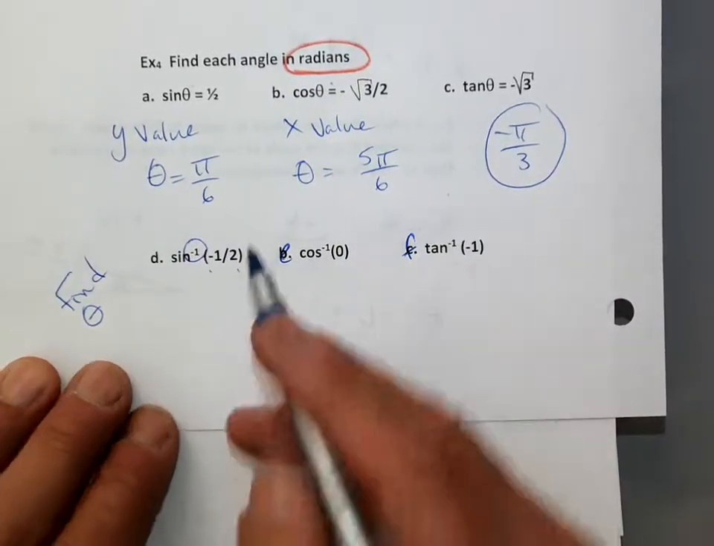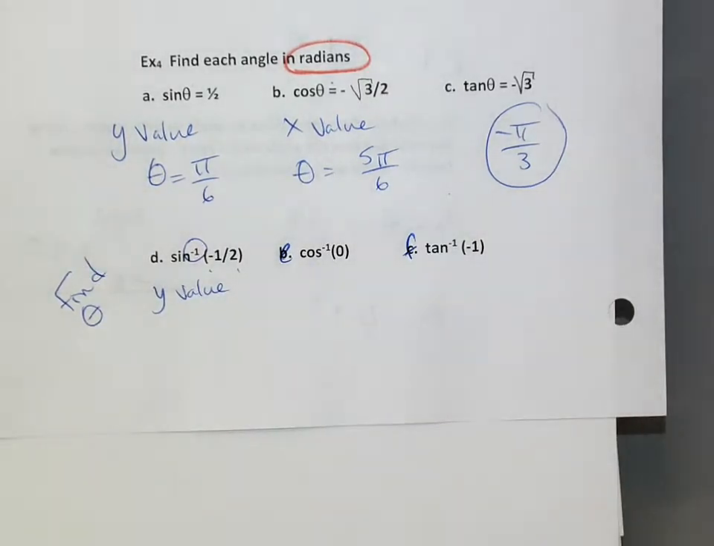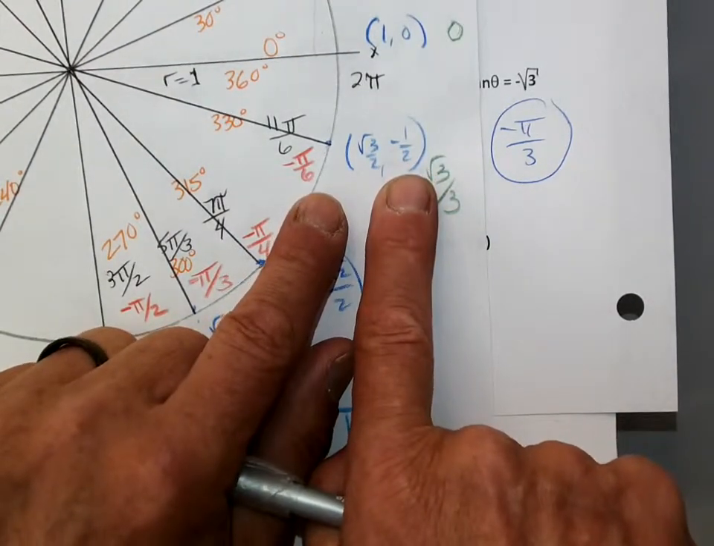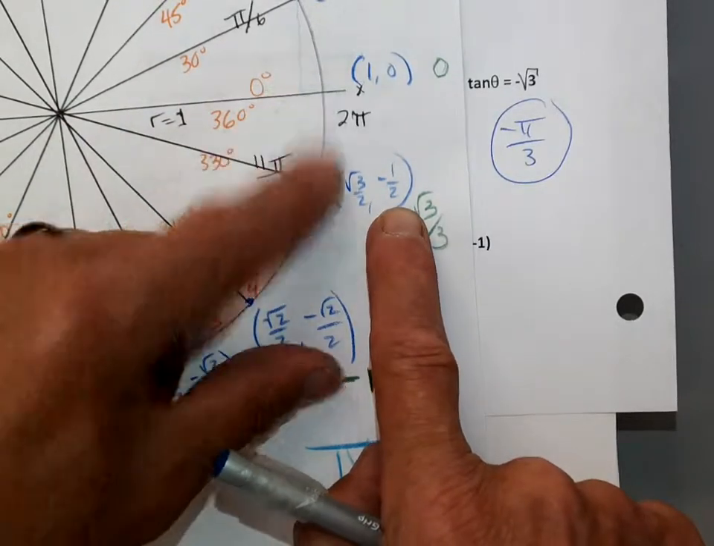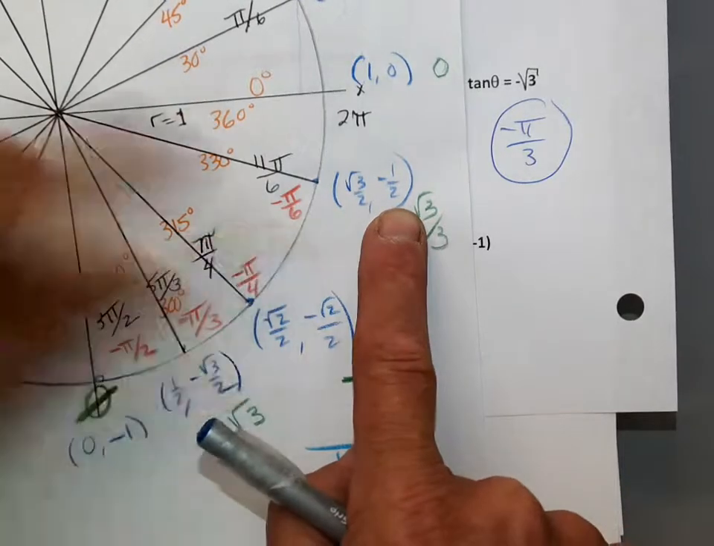So I want a y value. Y value of negative 1/2. It's right there, right? So let's bip down to it. What's the answer? Negative pi over 6, right? So theta's got to be, bip, negative pi over 6.